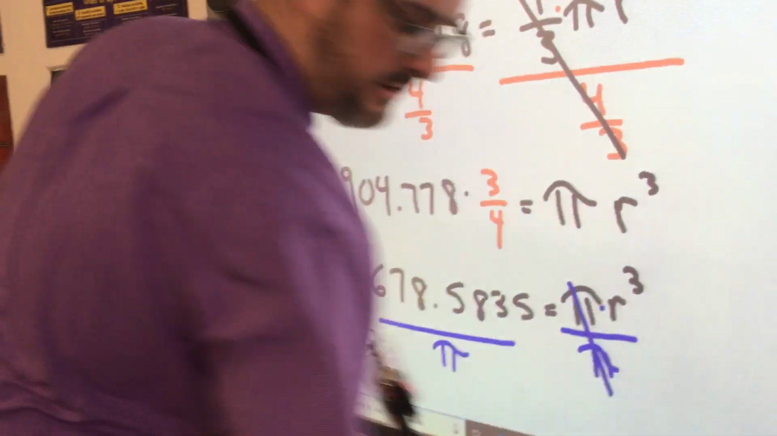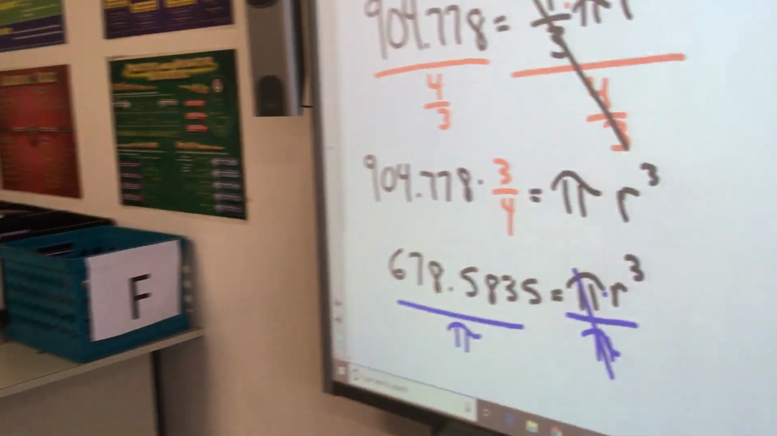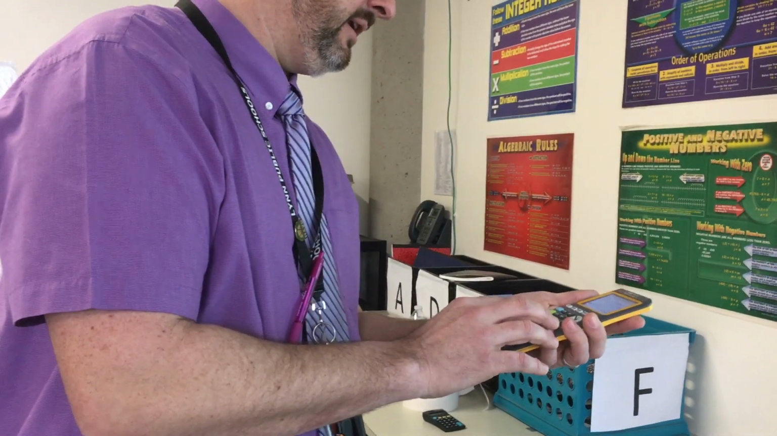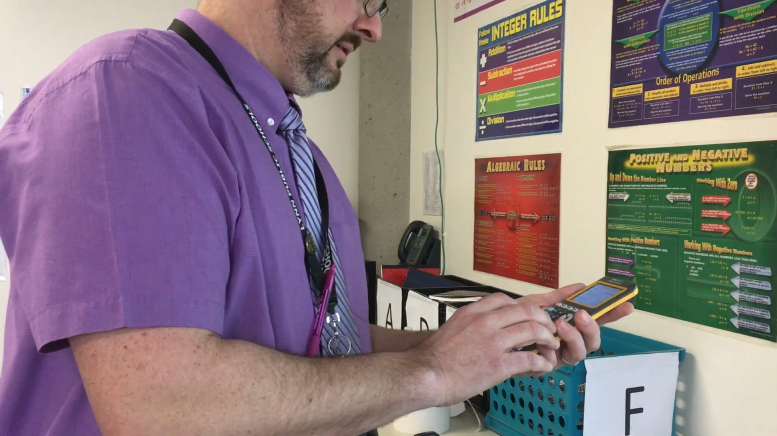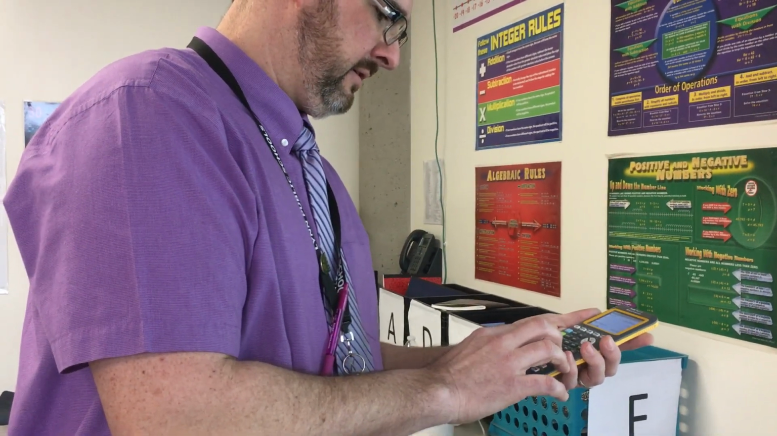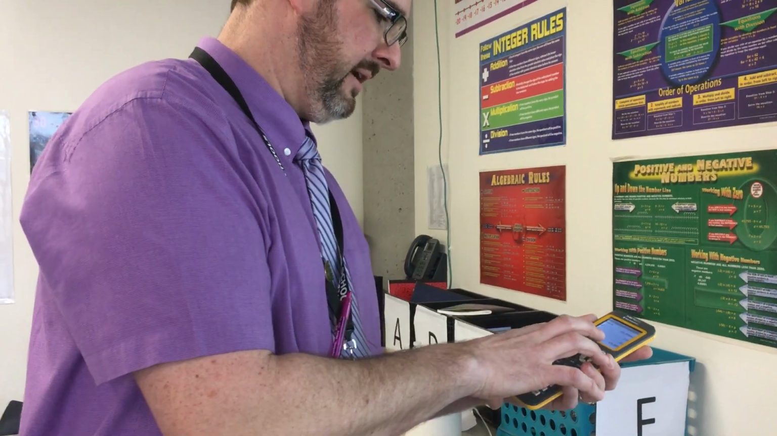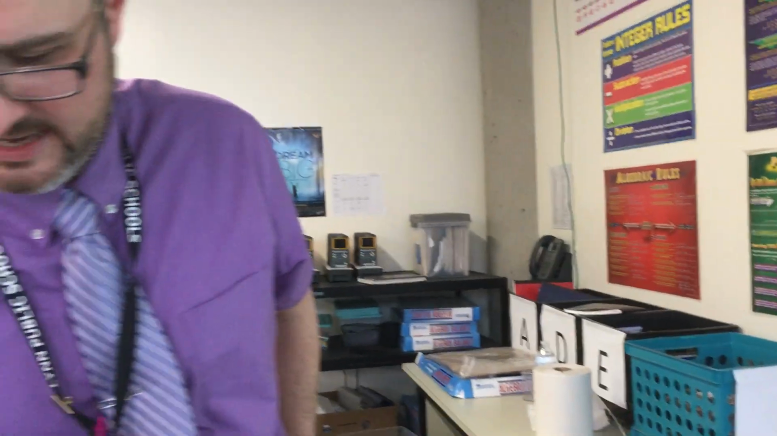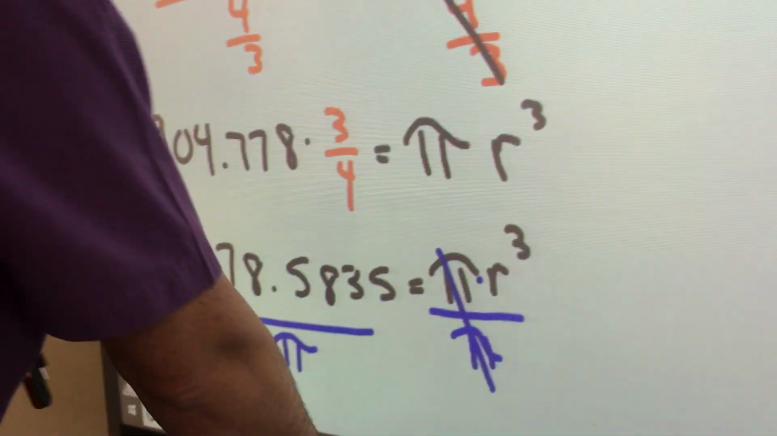Right, get your calculator out. And again, if you have a pi button on your calculator, use that. If you don't have a pi button, just use 3.14. Right, so I'm going to say 678.5835 divided by pi. Now I have a pi button, so I am going to use that. And I get 215.9998367. That rounds up to 216.